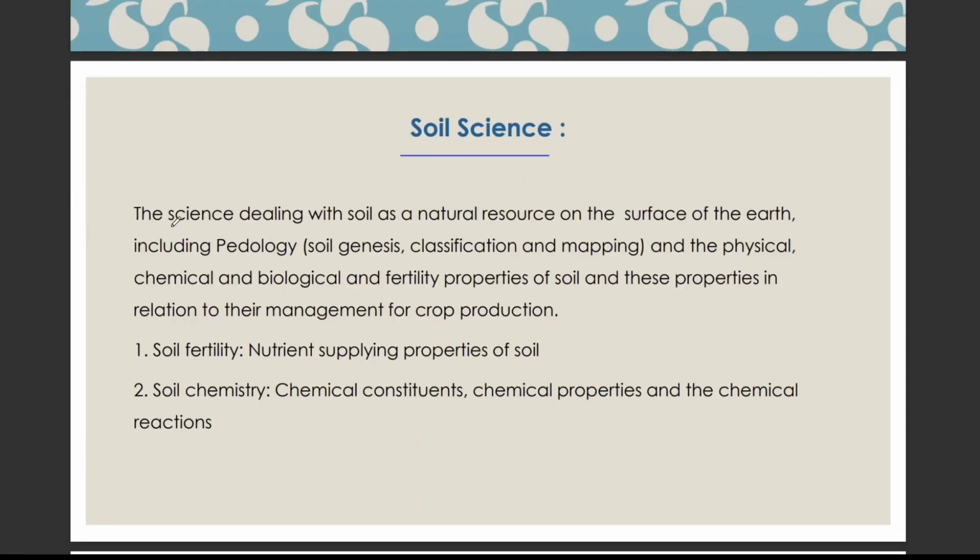The science dealing with soil as a natural resource on the surface of the earth, including petrology. Mainly that includes three important things: the physical, chemical, and biological and fertility properties of the soil, and these properties in relation to their management for crop production. Mainly this branch of science deals with the soil. Soil is a dynamic natural body which is present on the earth's upper crust.